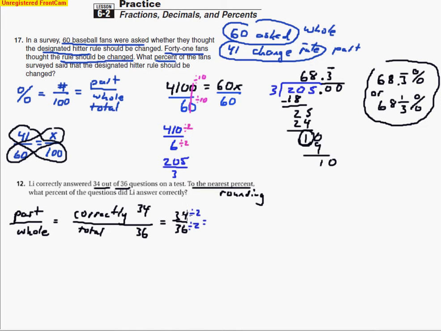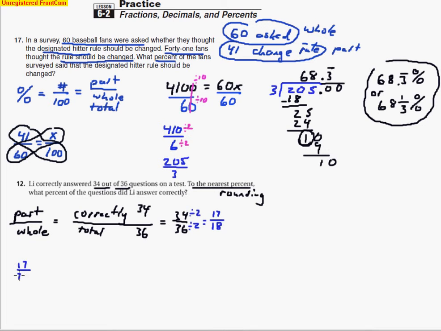So when we take half of 34, half of 30 is 15, half of 4 is 2, and 2 plus 15 makes 17. Do the same thing here. Half of 30 is 15, half of 6 is 3, and 15 and 3 is 18. So now we have an easier problem to deal with. So 17/18 is the same as 34/36.